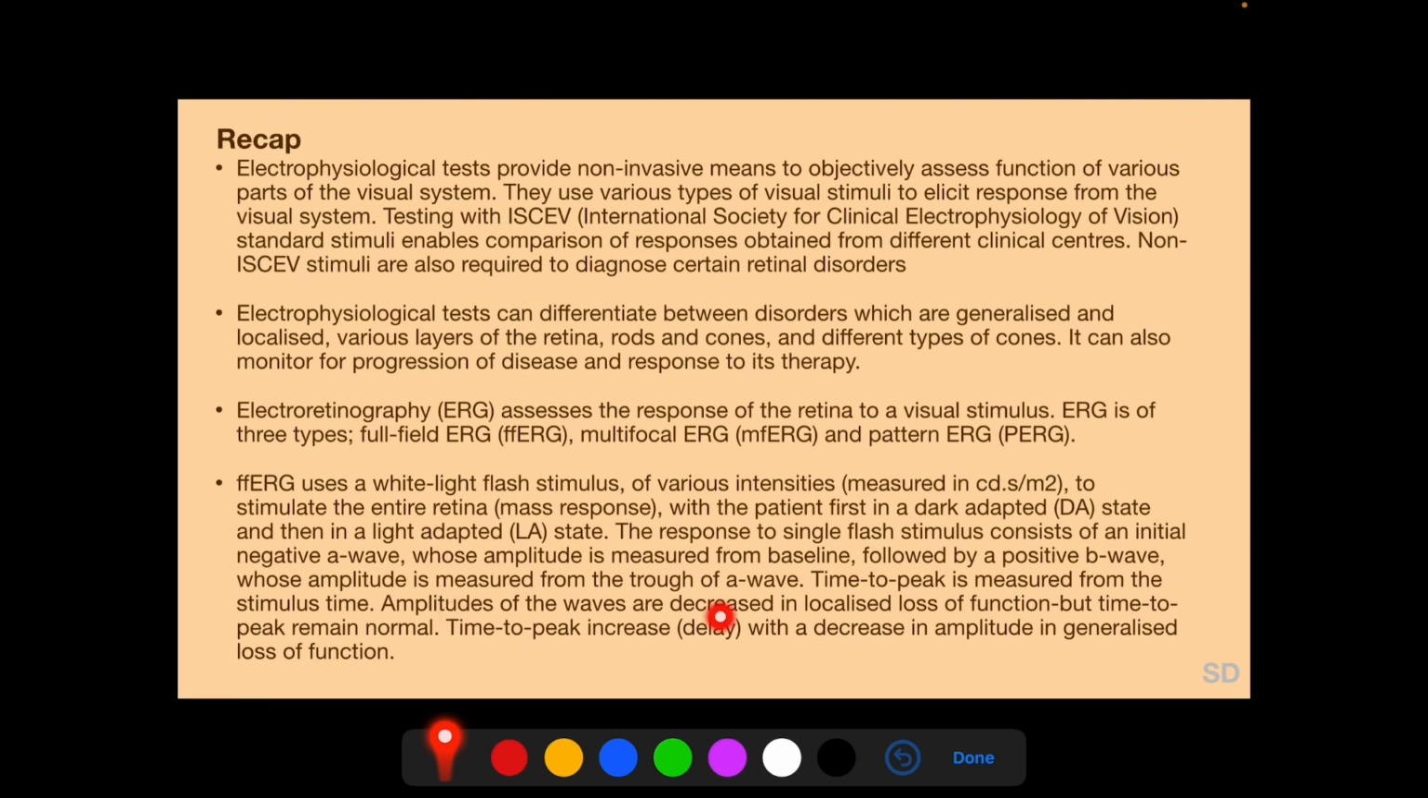Amplitudes of the waves are decreased in localized loss of function, but time to peak remains normal. On the other hand, delay or increase in time to peak, along with a decrease in amplitude of the waveforms, occur in generalized loss of function.